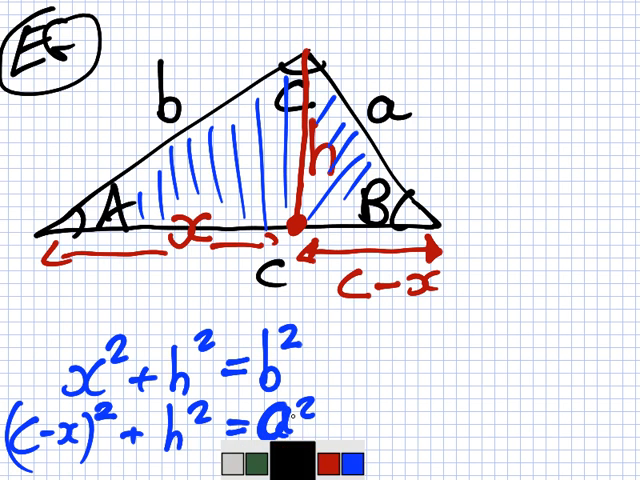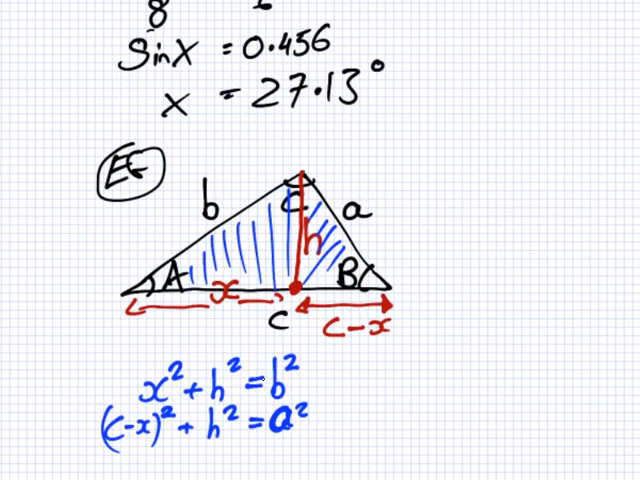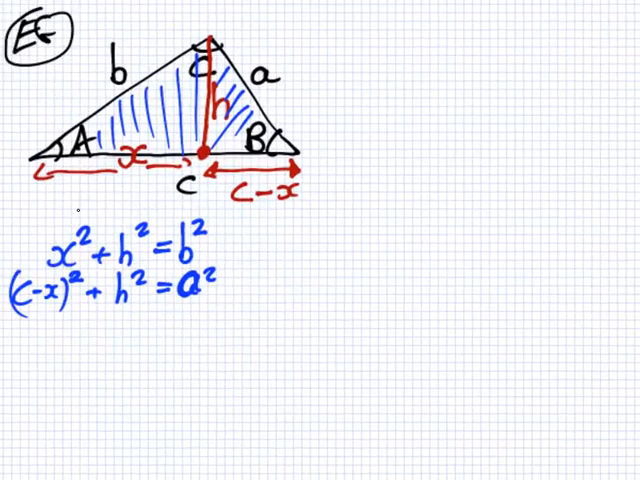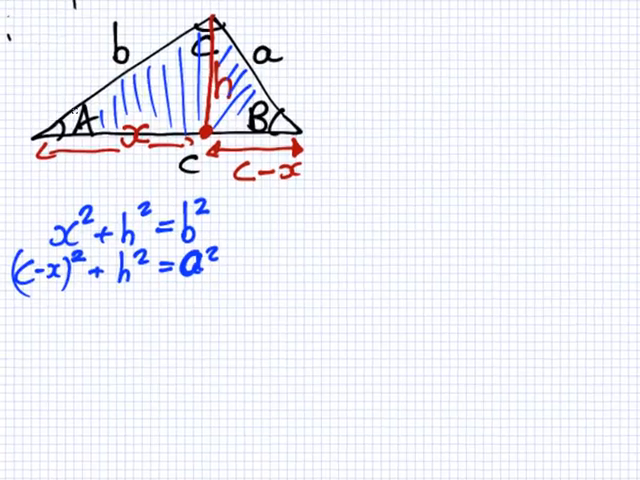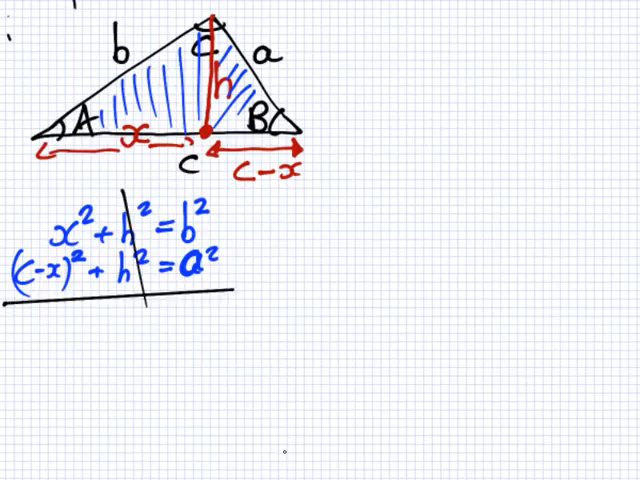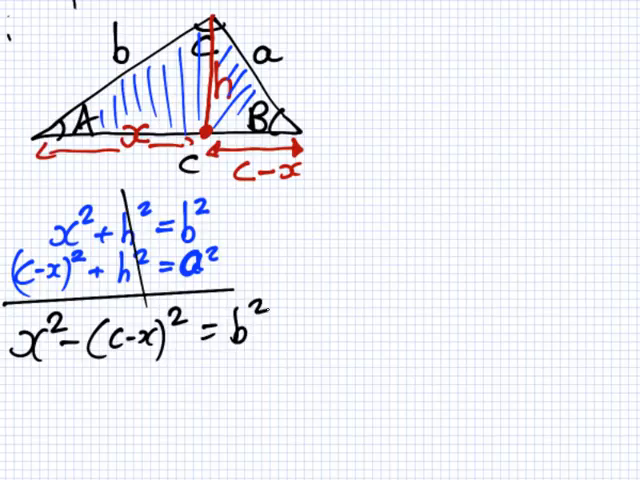Now, I want to cancel the H. Actually, sorry, this isn't really an example, this is a proof. Okay, so I want to cancel the H. That's not so bad to do. I just have to subtract. So they'll cancel, and I'm left with X squared minus C minus X squared equals B squared minus A squared.